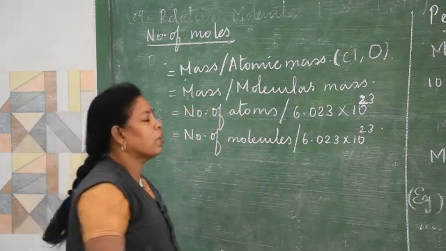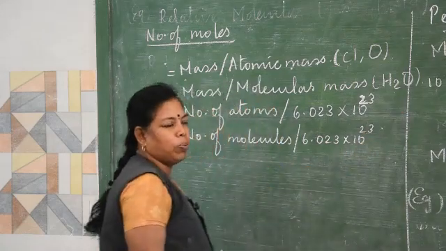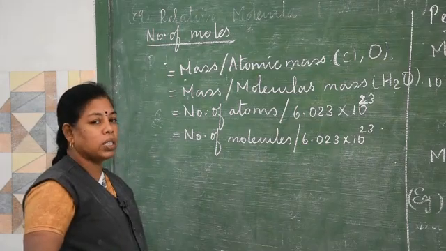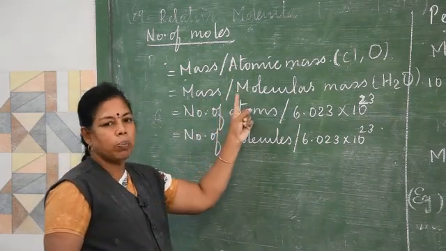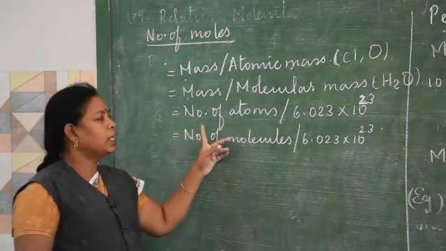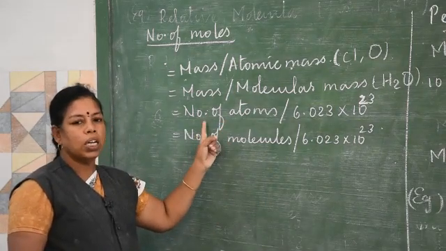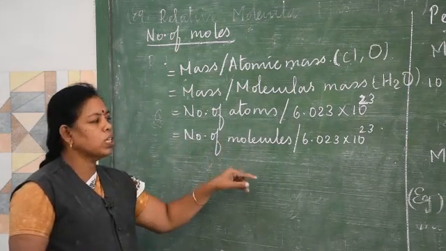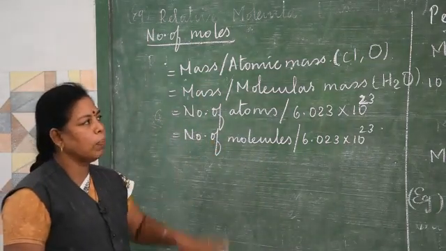If a molecule is given, for example water, calcium chloride, calcium hydroxide, sodium hydroxide, those are all called molecules, or even Cl2 is a molecule. For that we use mass divided by molecular mass. If the number of atoms is given, number of moles is number of atoms divided by Avogadro number, and if the number of molecules is given, number of molecules divided by Avogadro number. So these are the 4 formulae for finding the number of moles.